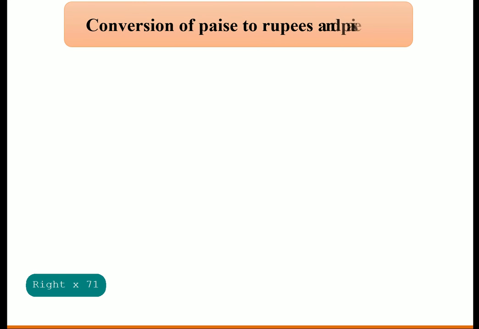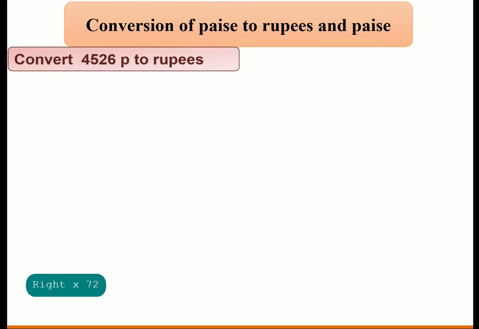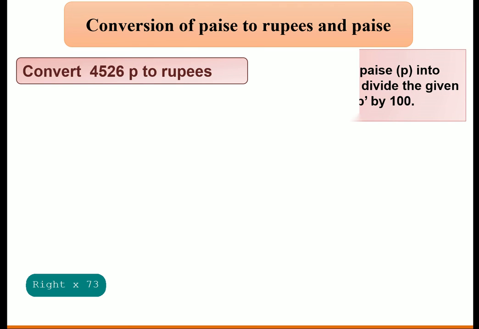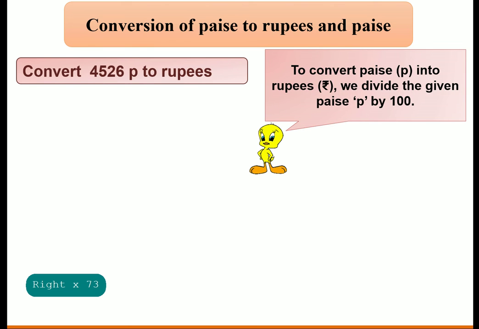Our next point: conversion of paise to rupees and paise. This is our question. Convert 4526 paise to rupees. So, to convert paise into rupees, we divide the given paise by 100. Simple, we just have to divide it by 100.